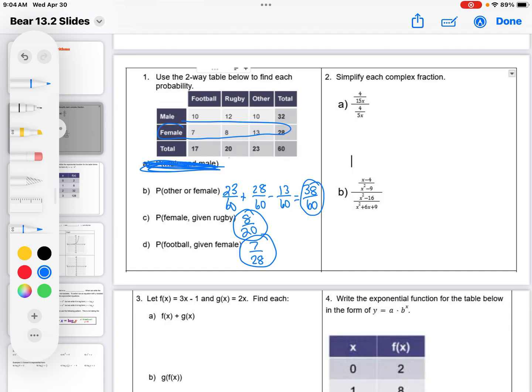On the second one, we're going to rewrite this as 4 over 15x times 5x over 4. Those 4's will cancel, and the x's will cancel, so we get 5/15, which simplifies to a third. For the next one, I'm going to rewrite this as a multiplication problem. So we're going to have x minus 4 over x squared minus 9 times, I'm going to flip-flop the bottom fraction.